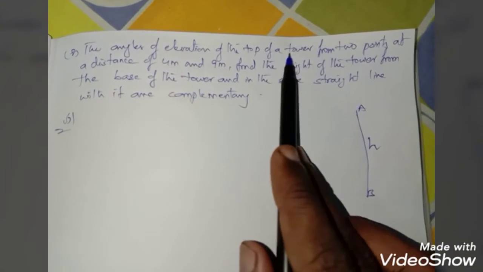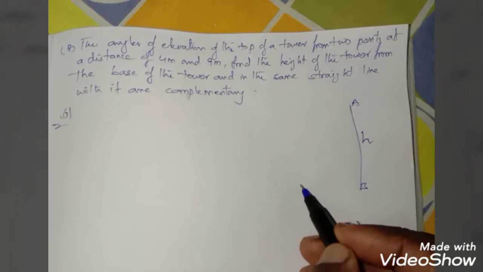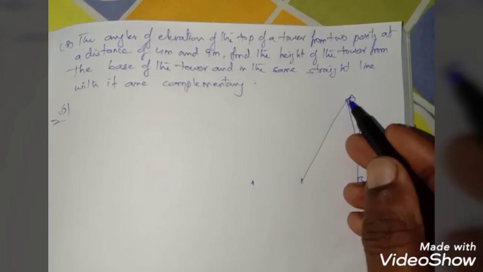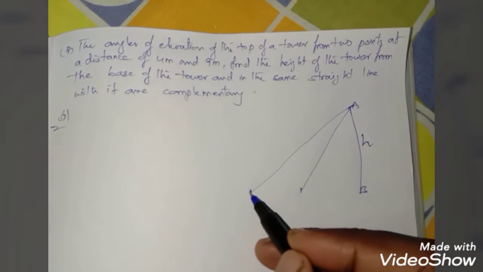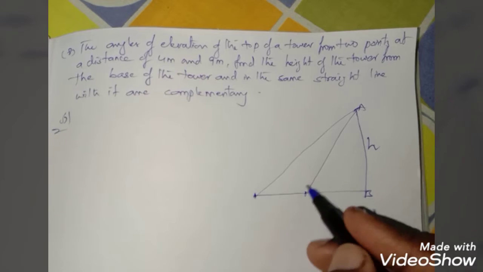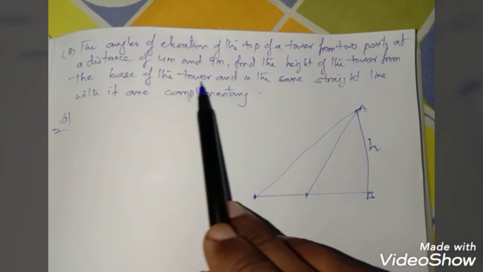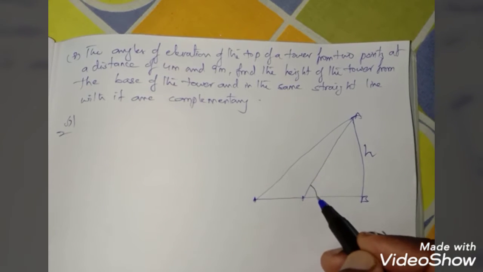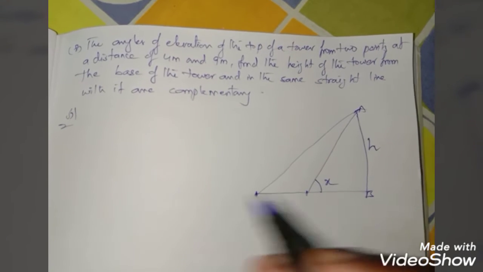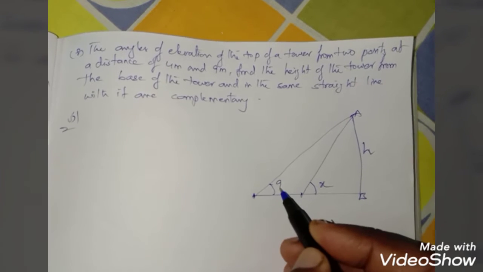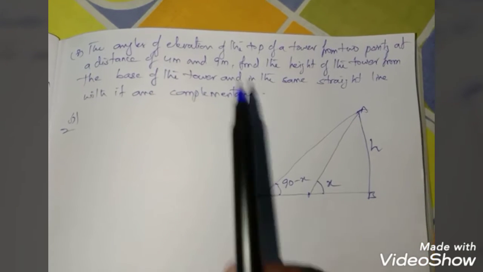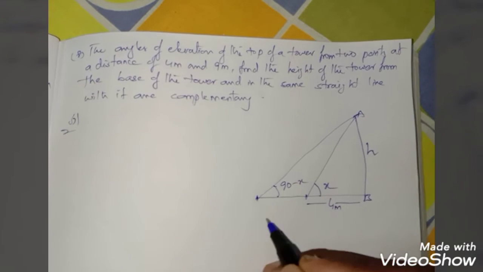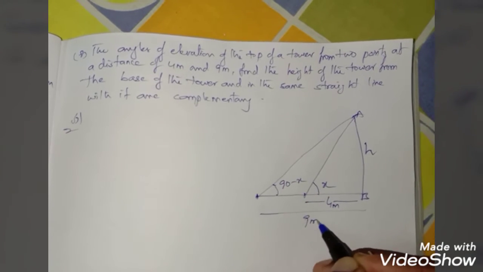The angle of elevation of the top of the tower from the two points. Suppose these are the two points. From there, the angles of elevation of the top of the tower are complementary angles. Suppose this is an angle x. We don't know what the angle is, so denote it as x, and its complementary angle is the second one, that is 90 minus x. Here some distance is given. The first distance is given as 4 meters and the total distance is given as 9 meters, right?